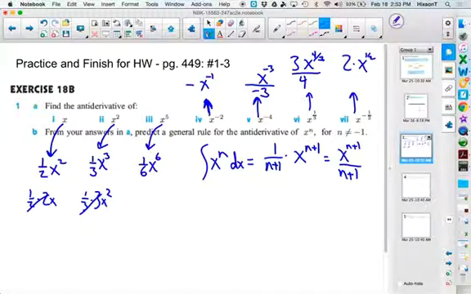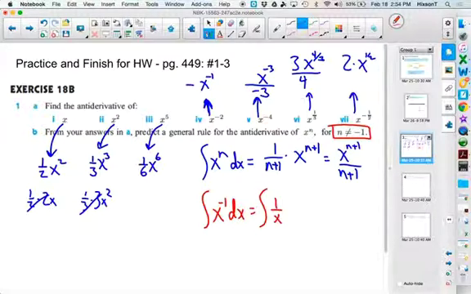Okay? Now, one aspect here that I want to take note of is this only works when n is not negative 1. Let's think about what the integral of x to the negative 1 power would be. Well, x to the negative 1 is 1 over x. So let's think backwards again. What has a derivative equal to 1 over x? The natural log of x.